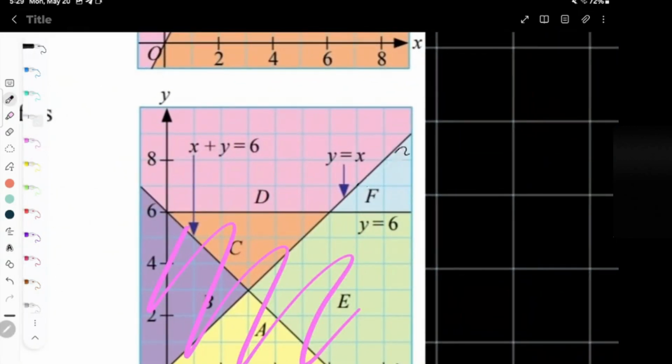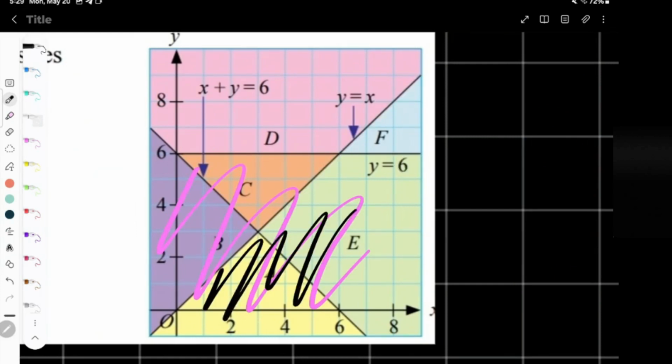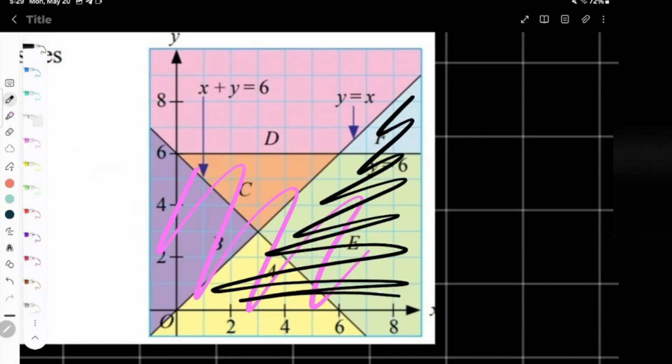Y is less than x. So this is the line here, right? Oh, wonky line. This is the line here, right? They say it's less than. So it should go bottom, right? So it is on the bottom here. Let me do it like this. Yeah, it's on the bottom here.